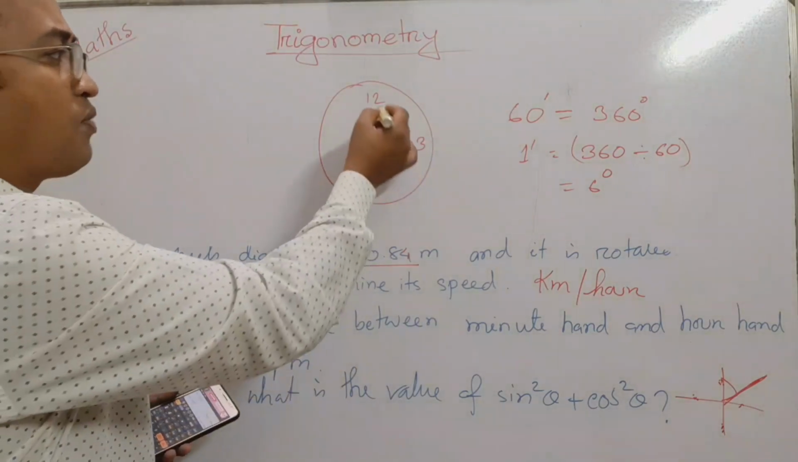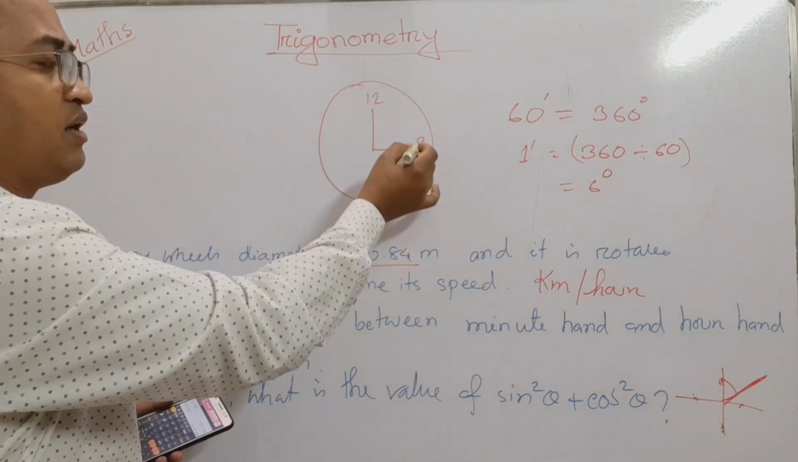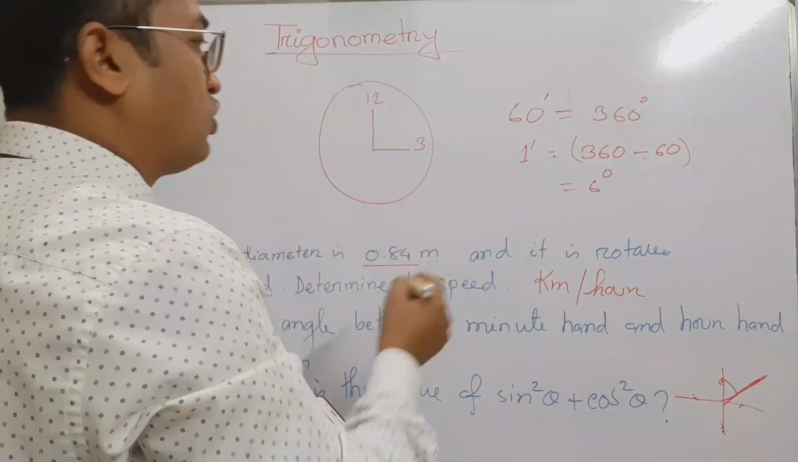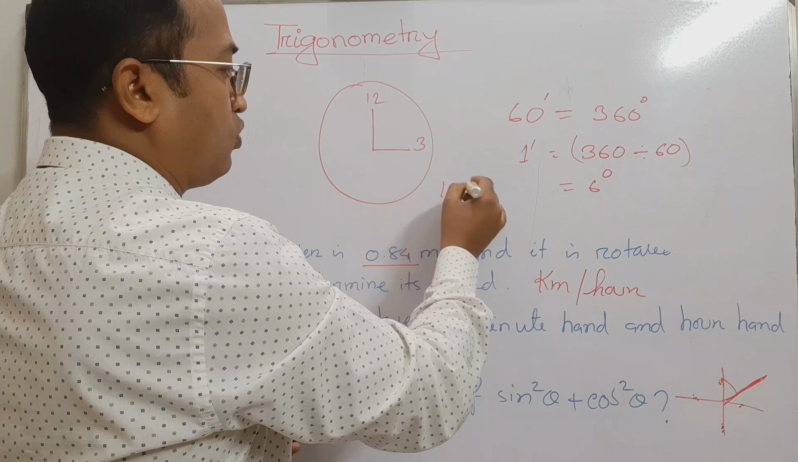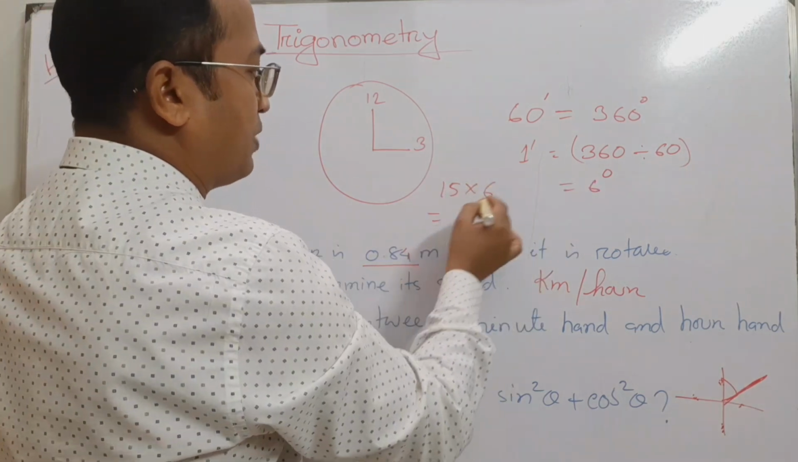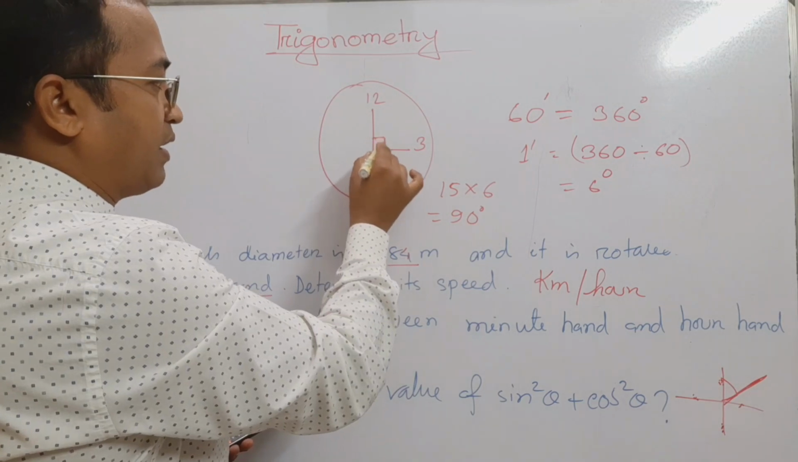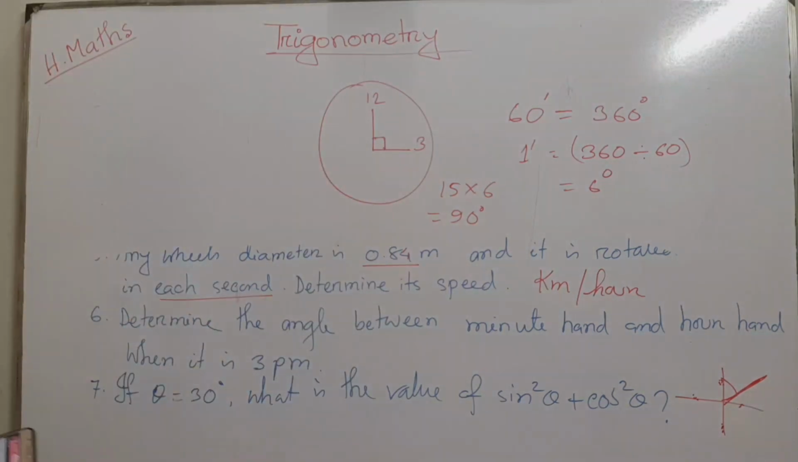Now look, how many minutes are over there? Up to 3, there are 15 minutes. 3 fives are 15 minutes. So if you multiply 15 with 6, it will be 90 degrees. Look, it looks like 90 degrees. So the angle between the minute hand and the hour hand when it is 3 p.m.